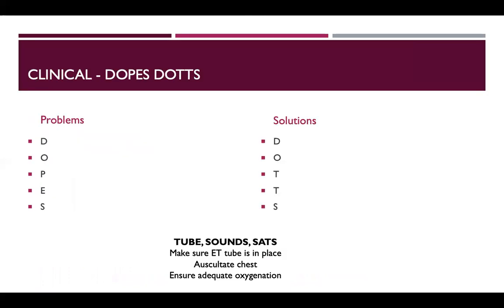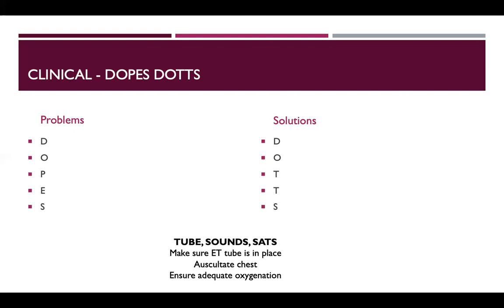And this is the last section, just going purely clinical. I know it's getting a little bit late, but this part is fast. So there's this acronym that people often use called DOPES dots to help you go through an algorithm, if you will, of things that commonly go wrong with ventilators and what to do about it. And they also use this thing called tube sound sats.